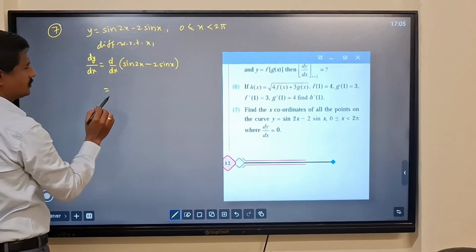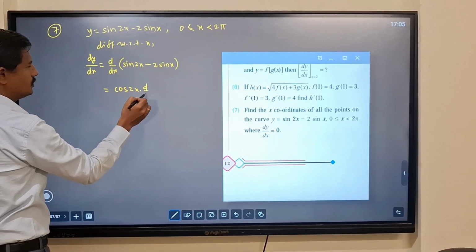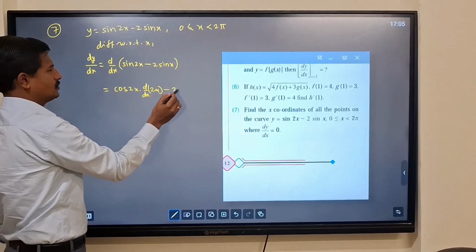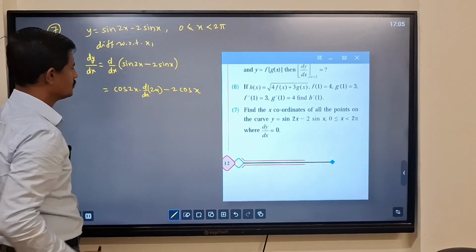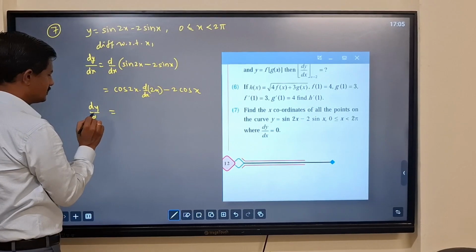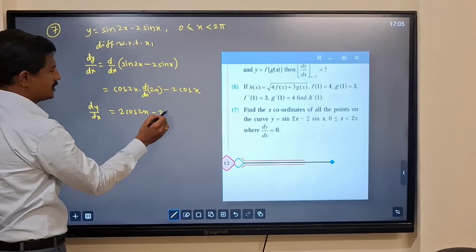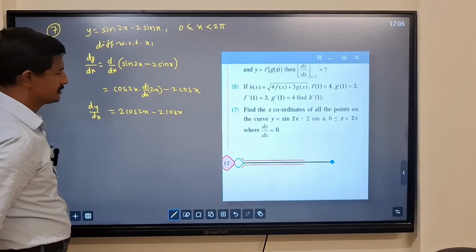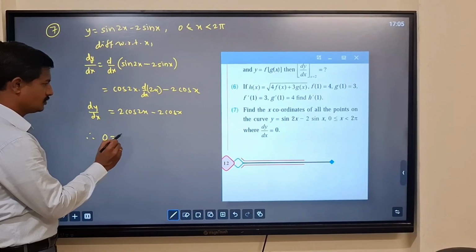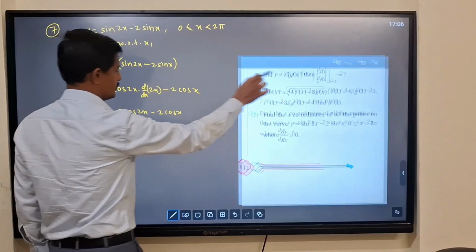So differentiation of sine 2x is what? Sine becomes cos 2x into d dx of 2x, minus 2 cos x. Differentiation of 2x is 2, so I will write dy by dx equal to 2 cos 2x minus 2 cos x. But dy by dx is 0. Therefore, 0 is equal to 2 cos 2x minus 2 cos x. This is given.